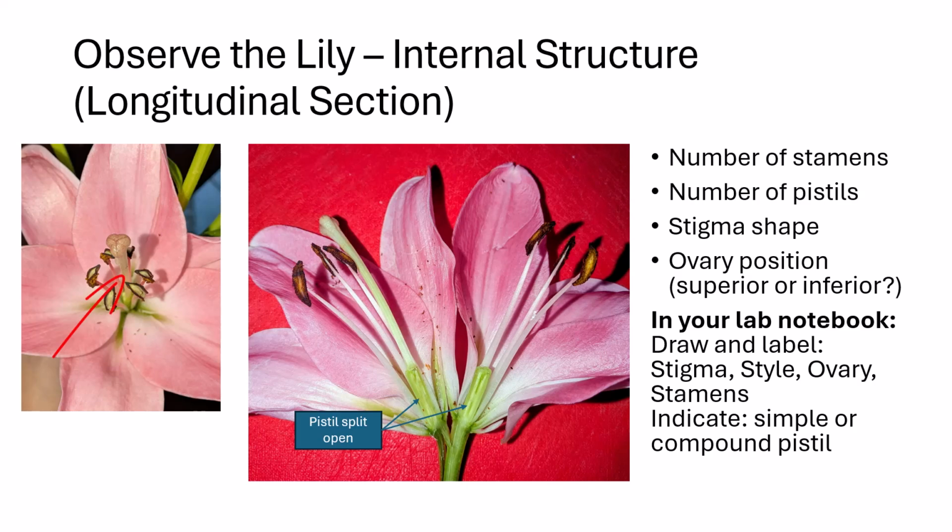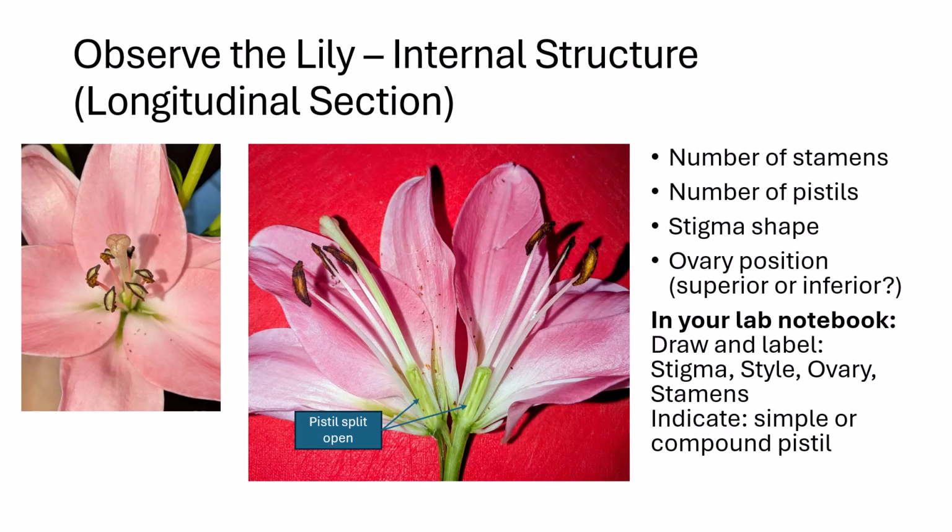More than one? Examine the stigma on the left. Does it appear branched or lobed? Now determine ovary position by looking at the image on the right. The pistil has been split open. Look at where the petals and sepals attach relative to the ovary. Does the ovary sit above them or below them? Record whether the ovary is superior or inferior.